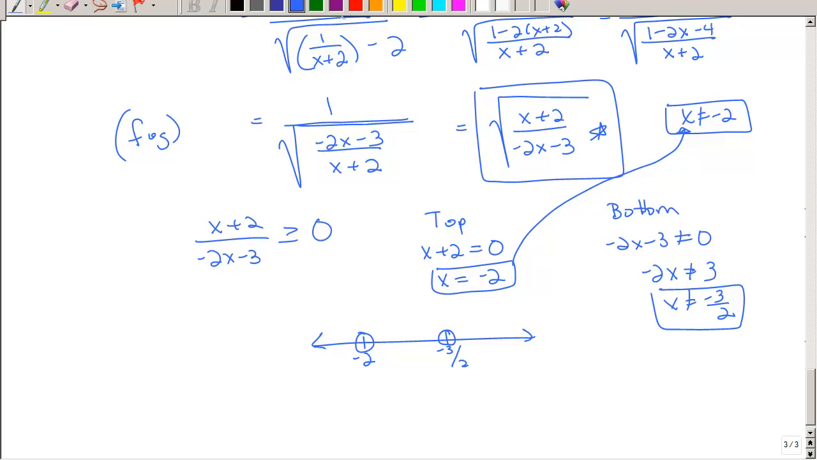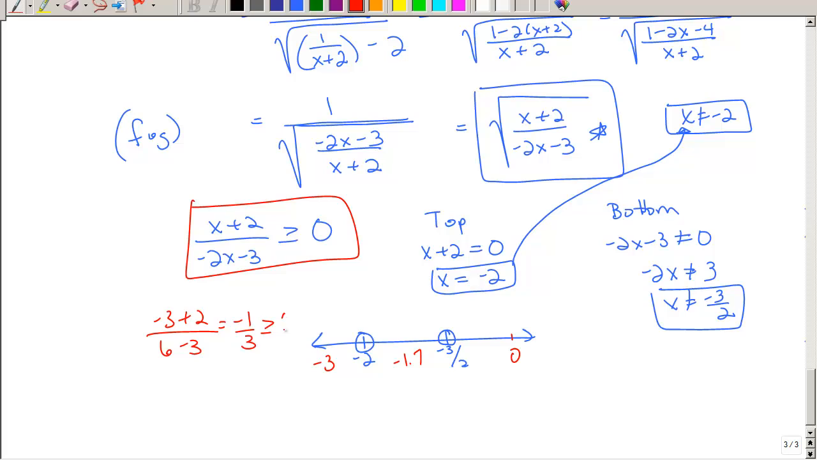Now I'm going to test values. And where am I going to test values in? Here. So let's see, I'm going to pick a negative 3. I'm going to pick, how about negative 1.7? And I'm going to pick 0. So I'm going to put negative 3. And again, I'm going to test it in here. So I have negative 3 plus 2 over 6 minus 3. Is that greater than or equal to 0? No. So we don't want that part. Let's do the 0 part. That might be easy. We have 0 plus 2 over 0 minus 3. Is that greater than or equal to 0?